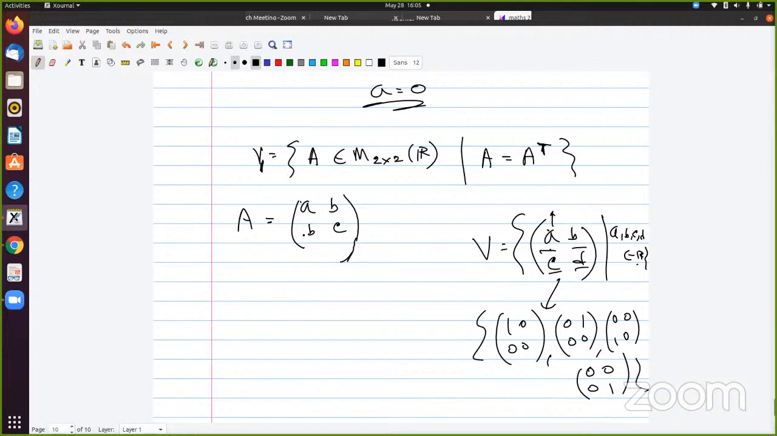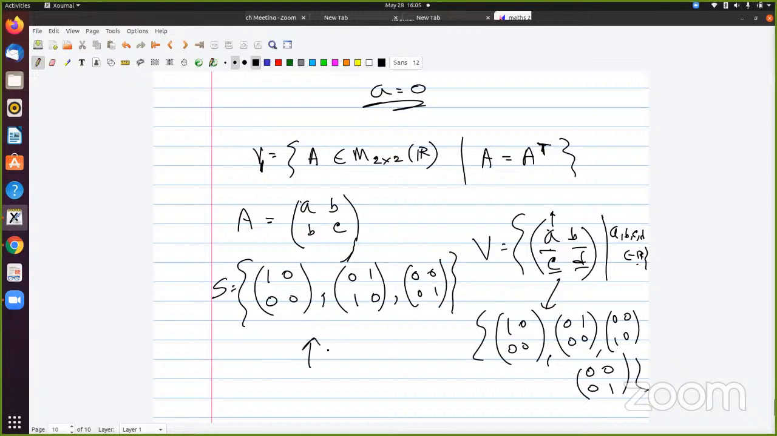Here, how many free variables are there? 3, right? So if I take 1 for one variable and 0 for the others, then for B, if we put 1, what do I get? And for C, if we put 1, I am getting this. So this is my basis.